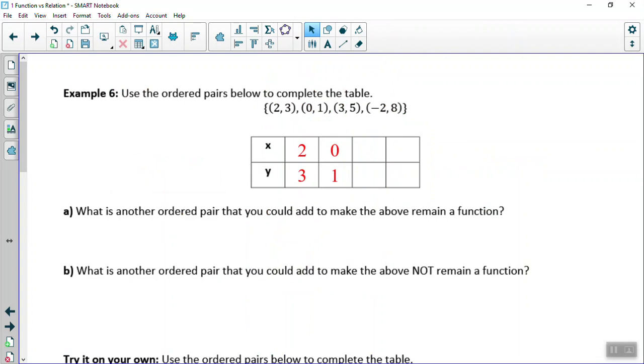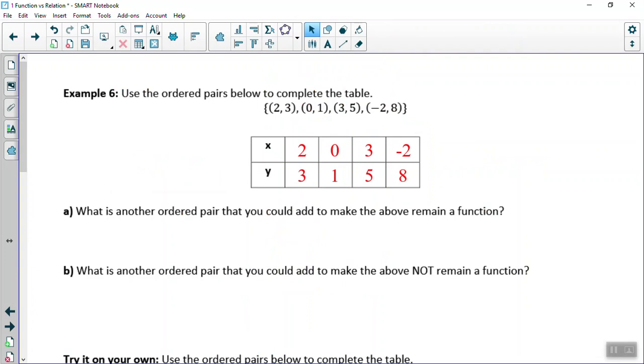This ordered pair 3, 5, put it like that, and then this ordered pair -2, 8. All right, what's another ordered pair that we could add to this? So now we're taking this a little step further to make this remain a function. Remember again, a function means that all my x values have to be different. So I can pick any x value I want as long as it's not 0, 2, 0, 3, or -2.